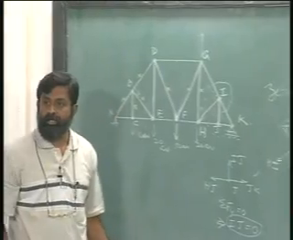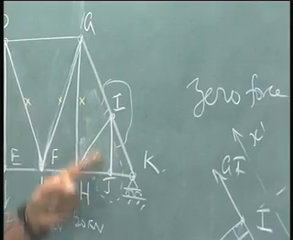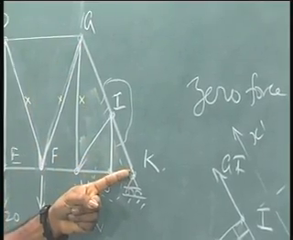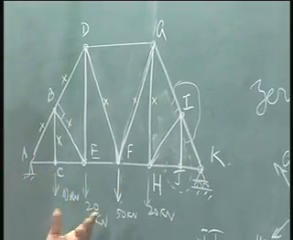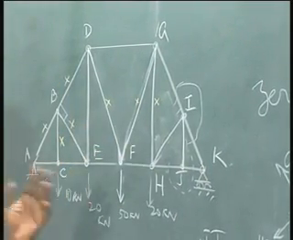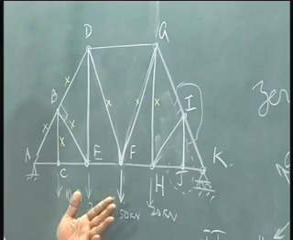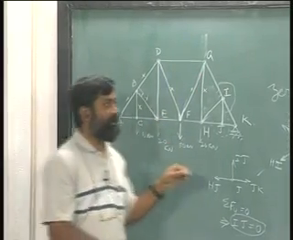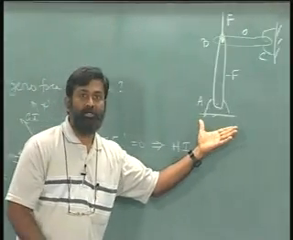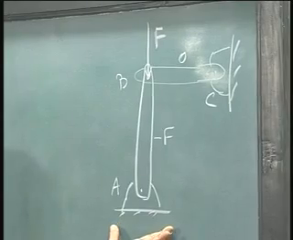I will introduce another member like this. This increases support for this particular member as well as this particular member, okay, and that is the reason why you still have 0 force members in the truss, and it is useful for the construction. The main reason for that is in order to introduce stability to the truss.